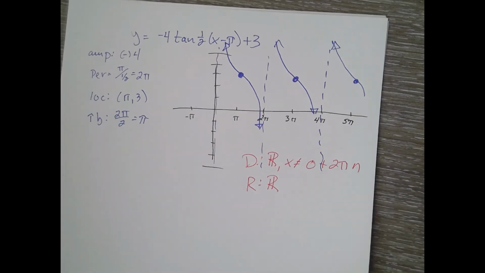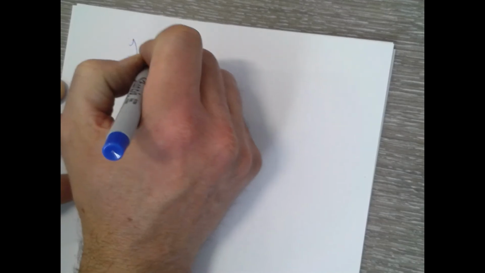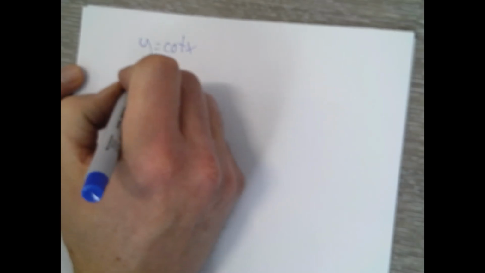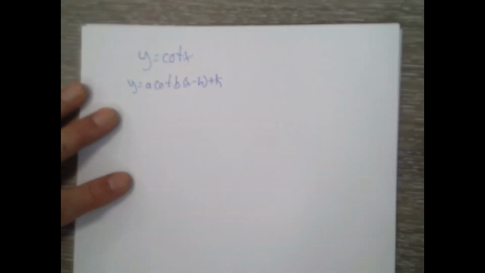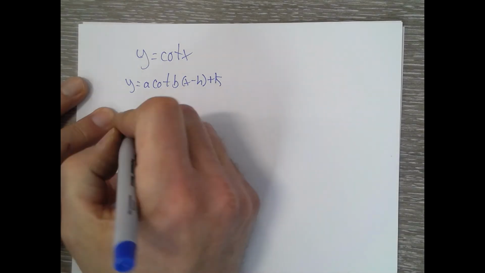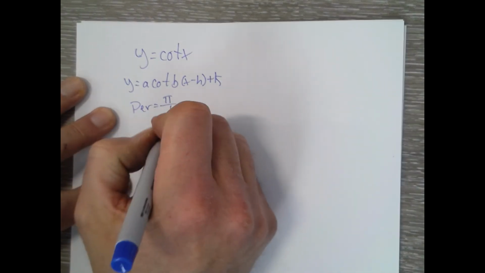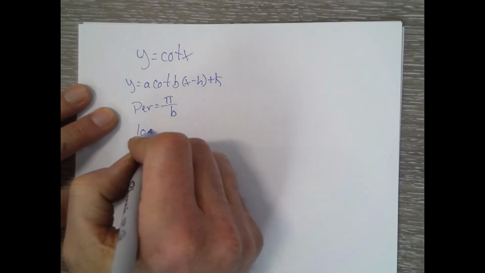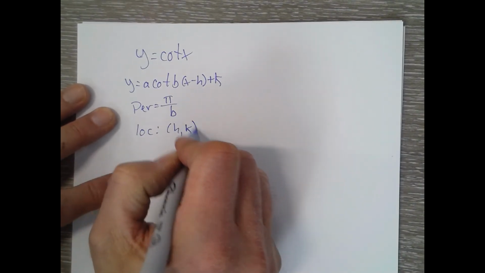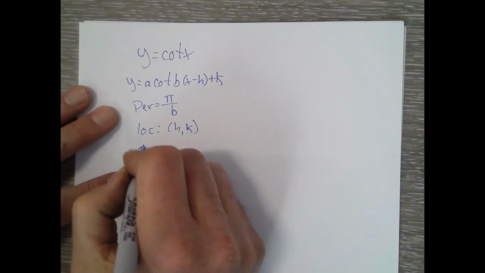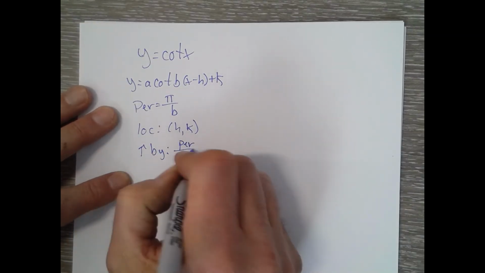We are now going on to cotangent. For the last few minutes, we'll do probably just y equals the cotangent x. General form is what you would think it would be. That's a whole lot of letters. Just like tangent, the period is pi over b, not 2 pi over b. The locator is still h comma k. It's kind of our theme all year long. And our up by is the period divided by 2.